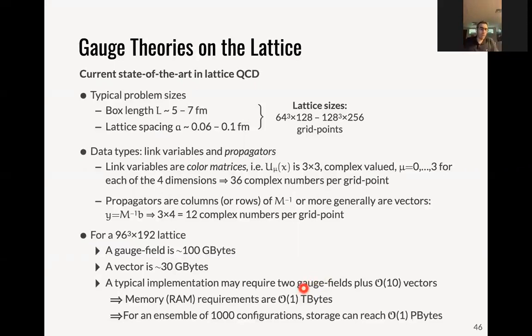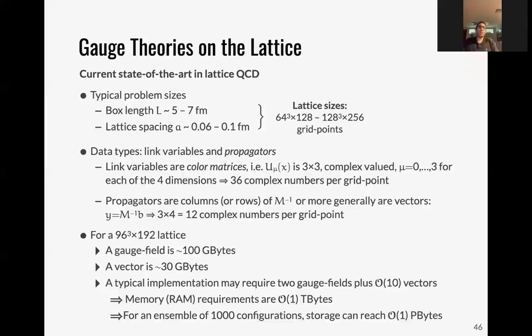So the RAM requirements come up to of order of terabytes, so 1-2 terabytes, somewhere in that range, for a 96 cubed times 192 lattice. Those are your typical RAM requirements. And that tells you that you really need to parallelize this problem, because only very fat nodes nowadays on supercomputers have up to 1 terabyte. And if you want to run your program on GPUs, the biggest memory now on GPUs is 32 gigabytes. So you would need of order 60 GPUs to run a simulation like this.